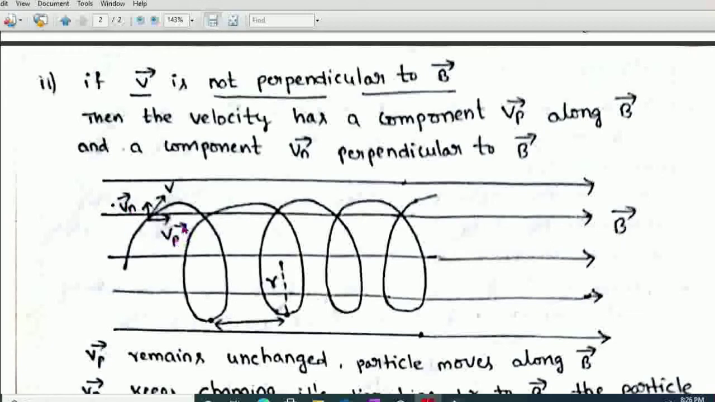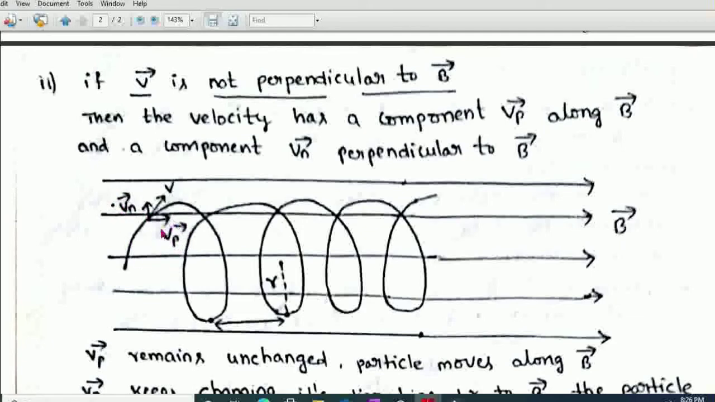So Vp bar is the component of velocity in the direction of magnetic field. If you see the direction of Vp bar, it is in the same direction as the magnetic field, and Vn bar is the component of velocity in the perpendicular direction of the magnetic field. So velocity can be resolved into two components: one is Vp bar, another one is Vn bar.